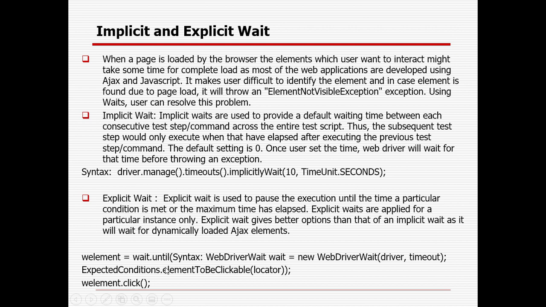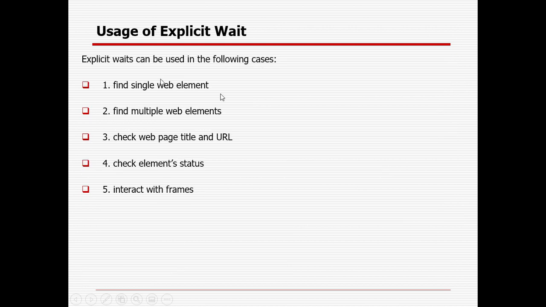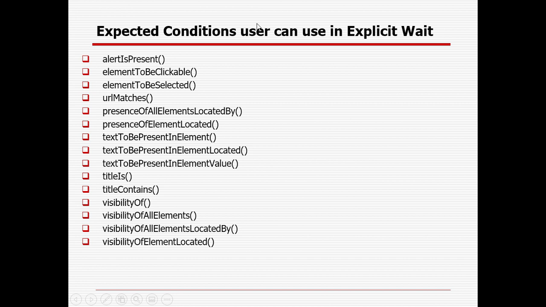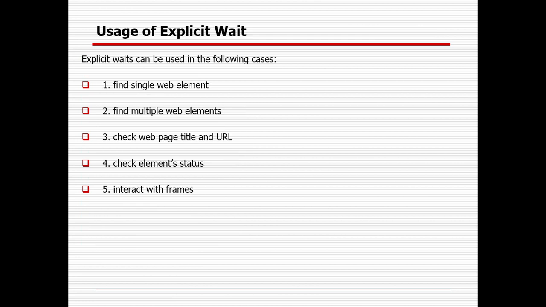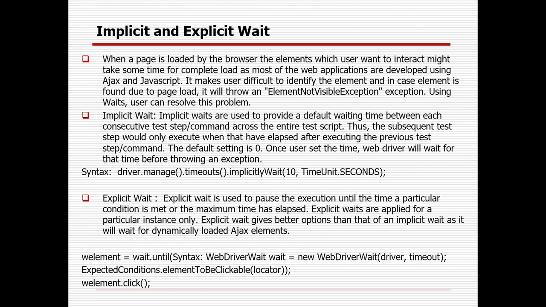So these are the different kinds of cases: to find a single element, multiple elements, to check the web page title, URL, to check element status, and to interact with frames. These are the different parts we can use. And these are the different expected conditions a user can use in explicit wait. You can check whether the alert is present, element to be clickable, selectable, URL matching, title matching, title containing, and different text conditions are already available, like that, right? So I will try to give one or two examples here, on how to work with the explicit wait.